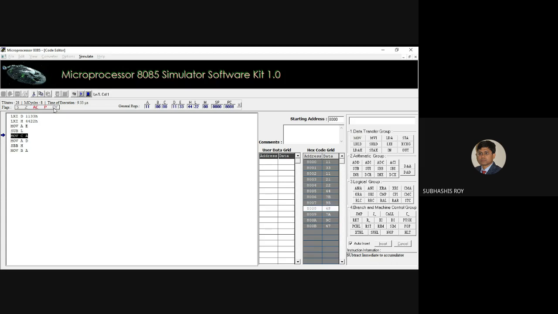So this is the first subtraction done, I am getting a positive result. Move, second subtraction done, I'm getting a negative result, because I'm getting a carry. It is moved. So this is the result after subtracting 1133 minus 4422. This is the result, CD11. Okay. But this is a negative result. Why? Because after this subtraction operation, I'm getting the carry flag value equals to 1. Okay. So this is the negative result.